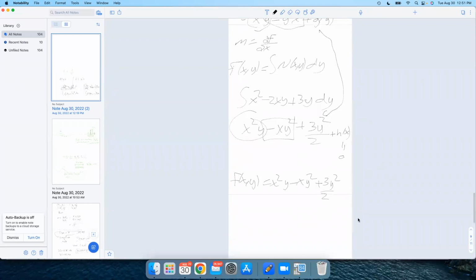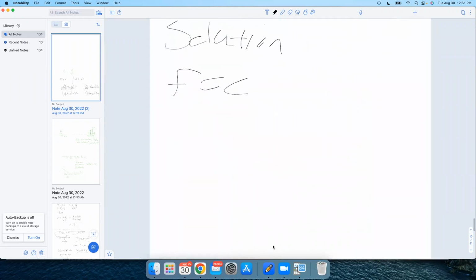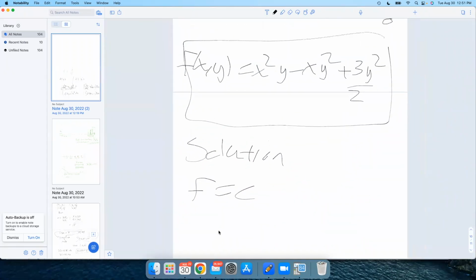In the homework problems, when they say, tell me capital F, that's what they want. They want you to just type this. But that's not the solution to the DE. The solution is capital F equals a constant. So in this case, that would be the solution to the DE.